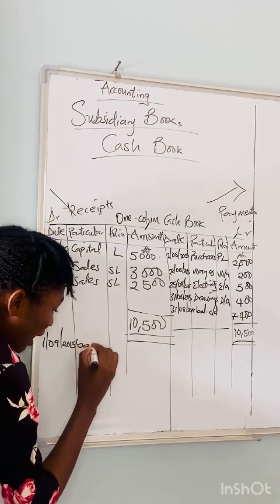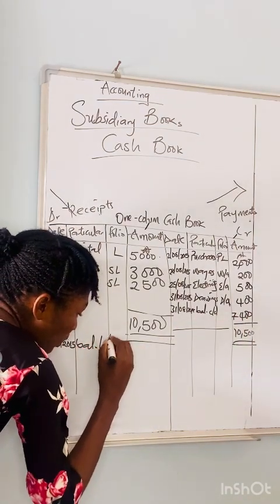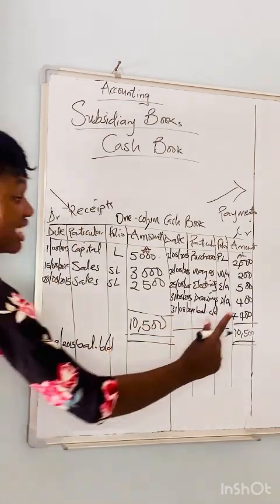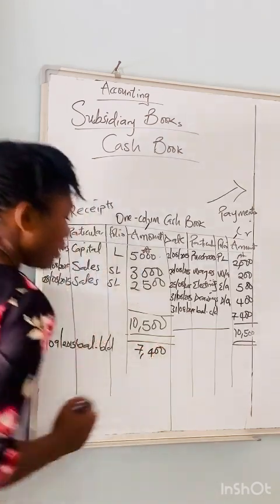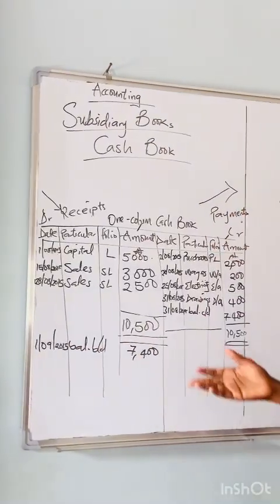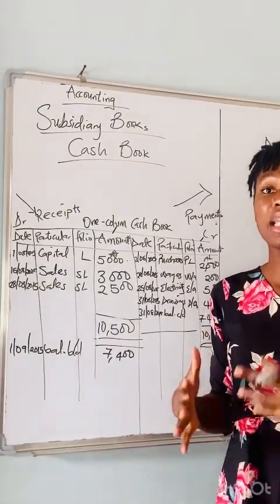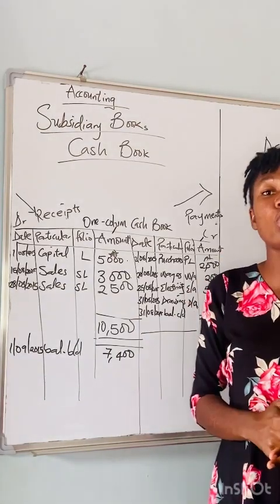we'll be bringing our balance. In this case, we are bringing down this balance. So it is now a balance brought down. Alright, here it was carried down, here it is now brought down. This same amount, 7,400 naira. Alright, so this is how we balance off our account. To make it agree, we have to introduce balance carried down and balance brought down. So this is typically the format of our one column cash book.